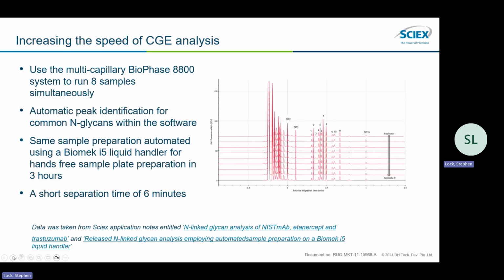And again, you always base this on comparing with a library, and you get automatic peak identification with common N-glycans, which are built into the library on this new system, which is the BioPhase 8800.